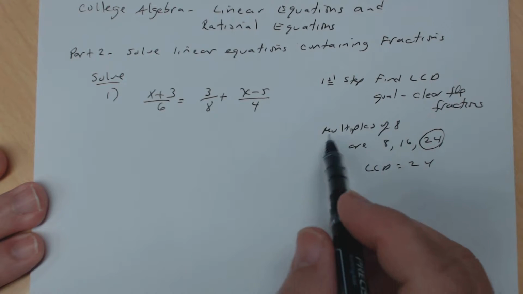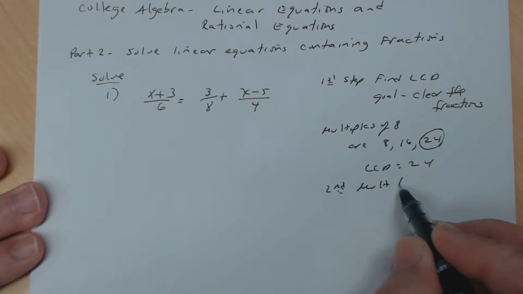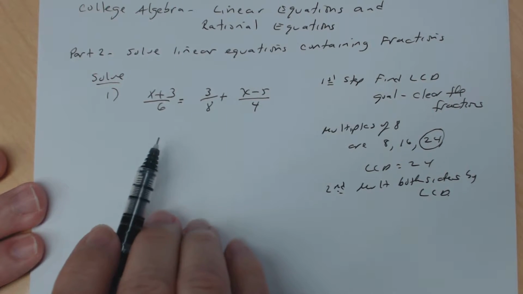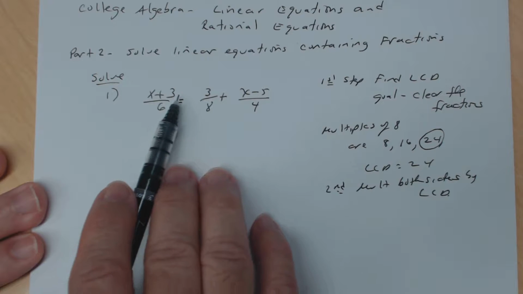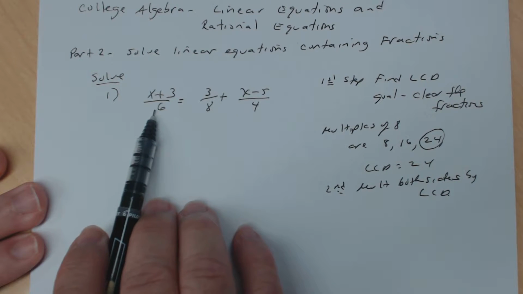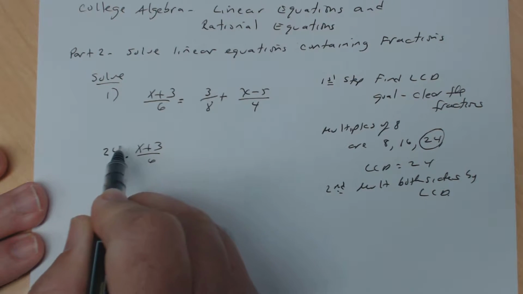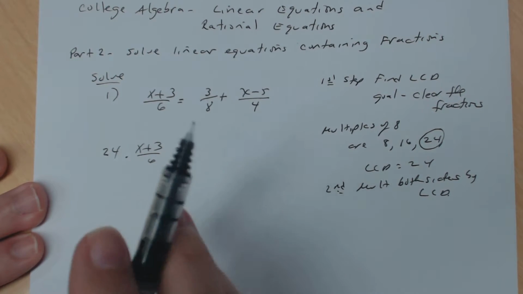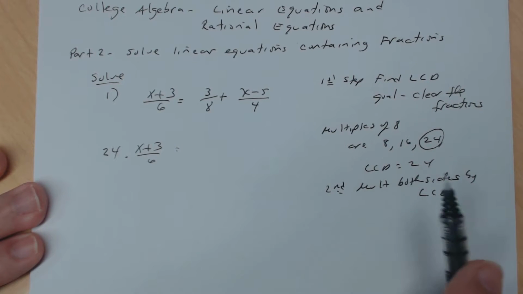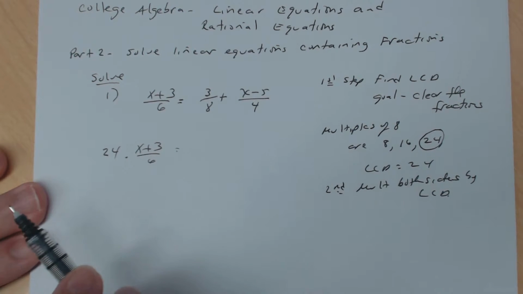So there's your first step. The second step is to multiply both sides by the LCD. Now notice this side has one fraction, and this side has two fractions. On this side, I'm just going to leave it as x plus 3 divided by 6, times 24, just like this. Now on this side, remember, every term has to be multiplied by 24, the LCD.